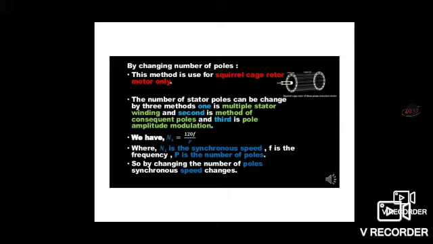We have Ns equal to 120 F by P, where Ns is the synchronous speed, F is the frequency, P is the number of poles. So by changing the number of poles, synchronous speed changes.